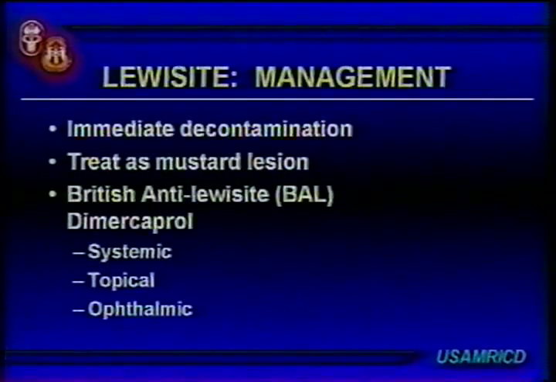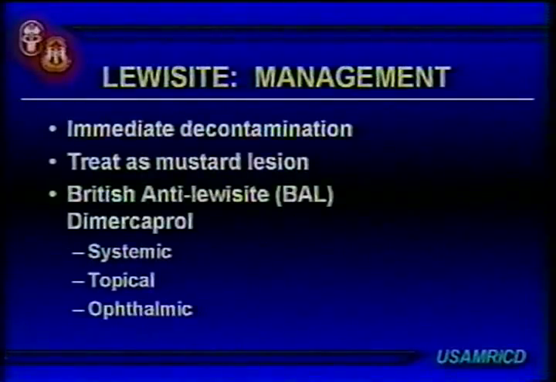Aha, there is a specific antidote for Lewisite, unlike mustard, which is totally supportive. In World War I, they came up with British anti-Lewisite, BAL, or dimercaprol. Most of the time you think of BAL, B-A-L, as the specific antidote against Lewisite. Remember I told you arsenic is in the molecule Lewisite. BAL is a heavy metal chelator. It chelates up Lewisite, and it does work. It's also used in other heavy metal poisonings. It comes in all three forms, topical, ophthalmologic, and systemic.